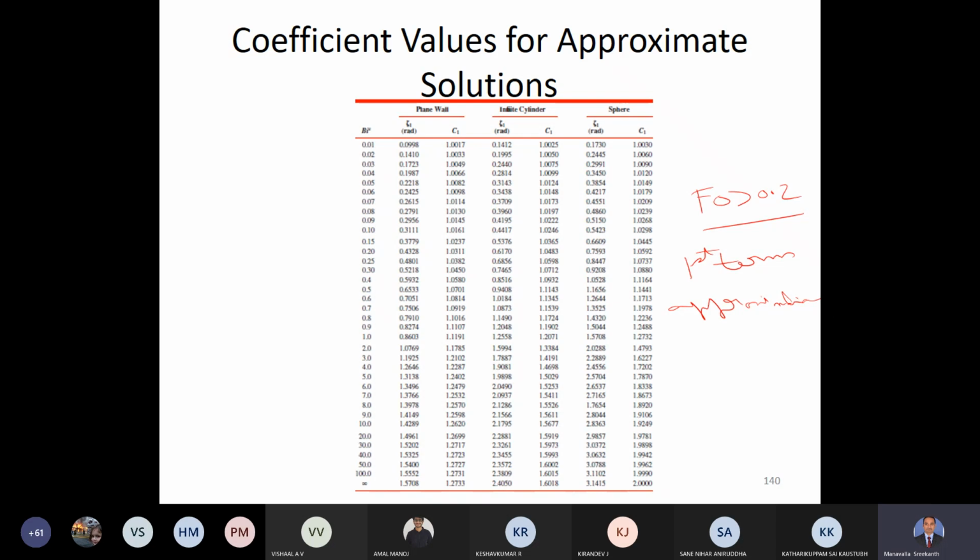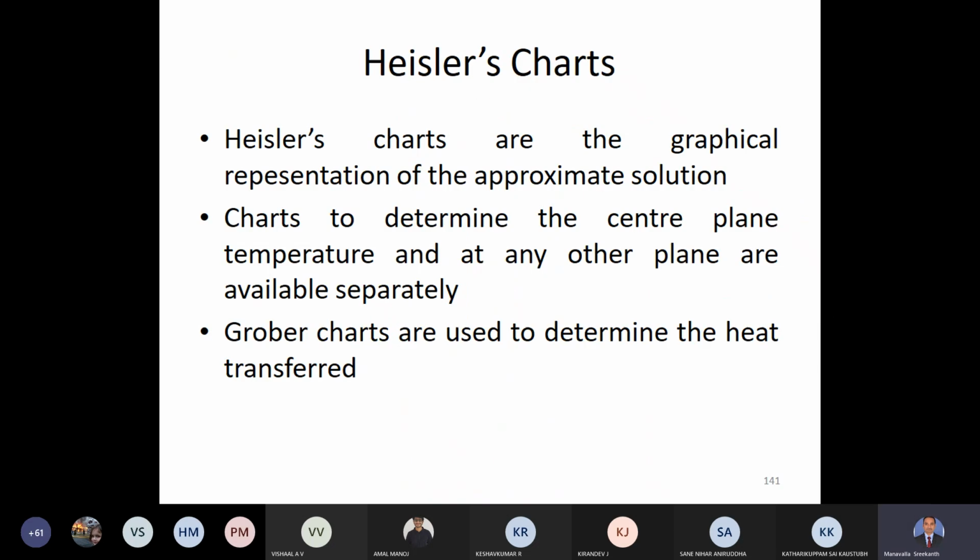These are called the first term approximation solutions. But this man Heisler has made our job easier. He took those first term approximation equations and plotted them in the form of charts. So charts are there to determine the center plane temperature and any other plane separately, and also Grober charts. Heisler charts are helpful for finding out the temperature. Grober charts are helpful in finding out the heat transfer.